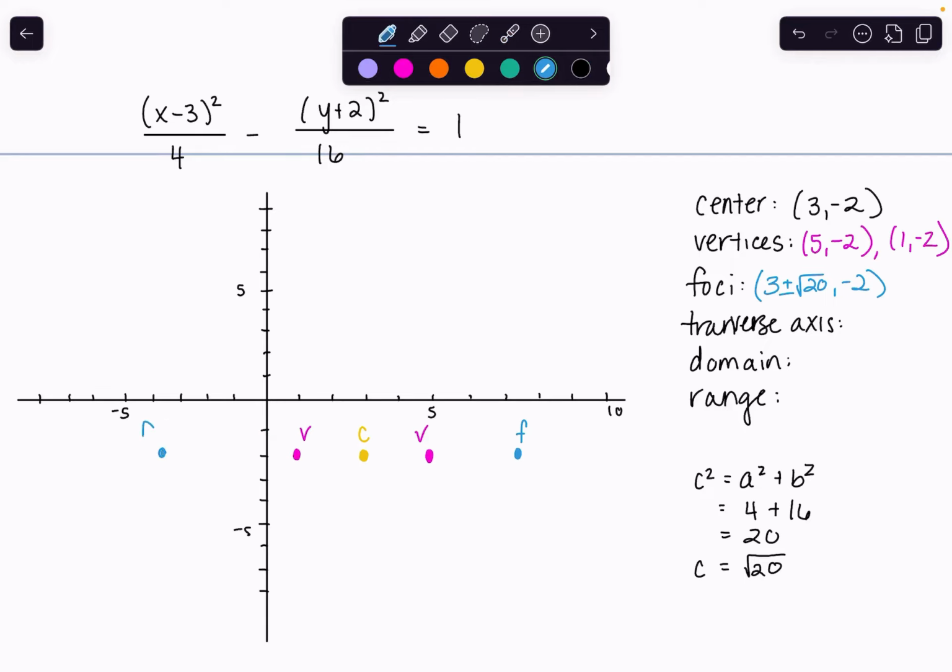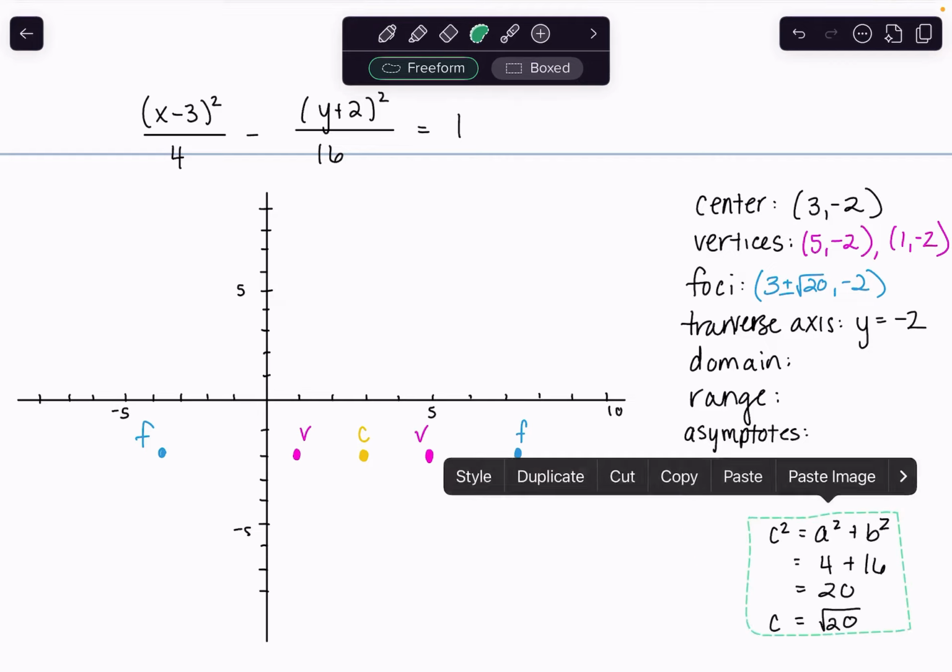Okay. My transverse axis is going to be a horizontal line, and it's the one that goes through the center. So the equation of that would be y equals -2. Okay. Oh, I also need to find the asymptotes. I did not write that down as something I need to find, but not a problem. We will go through and do that as well.